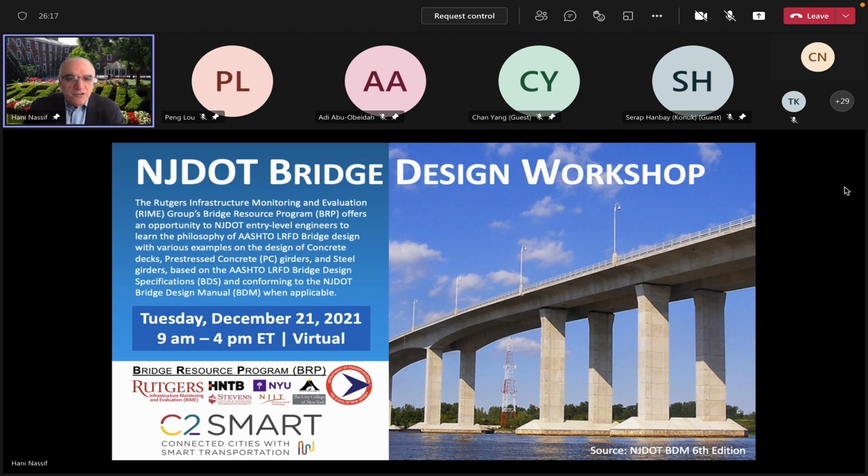And then we move on to talk about design of the deck, and then design of the girder. I had more topics that I could cover. However, since we're going to be a resource for you, we will do it in the future. We'll have another day for steel bridges, so we might be able to cover a little bit more.